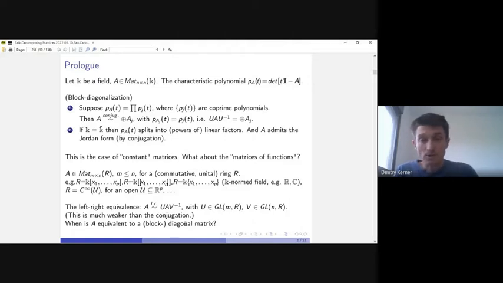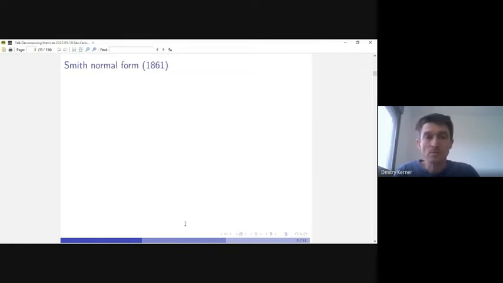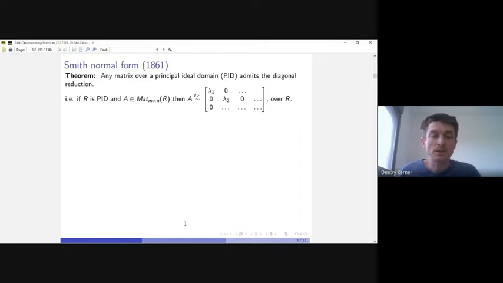So let's see, first of all, the main thing which is known is the Smith normal form, which is very classical. The theorem reads: any matrix over a principal ideal domain admits the diagonal reduction. Explicitly, if the ring is a principal ideal domain, I will give examples in a moment, and we have some matrix over this ring, then by multiplication on the left and on the right, we can bring the matrix to a diagonal.